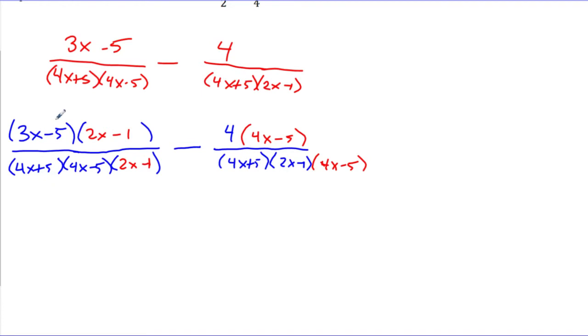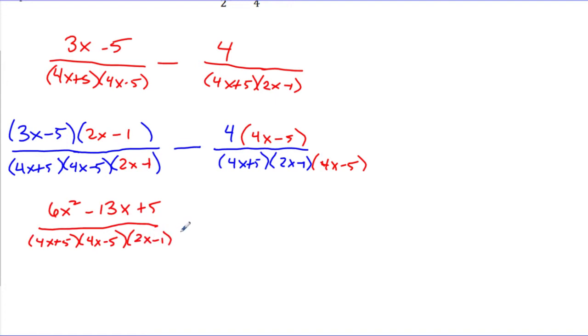The first numerator is a FOIL problem, so this is the same as, again, I'll let you do all the little stuff, 6x squared minus 13x plus 5 over my denominator, which again is just all three terms, which you do not need to, for the purposes of this problem anyway, actually multiply out. Just leave it factored. And my second one's just a distribute. 4 times 4x is 16x, and 4 times negative 5 is negative 20, over, again, this big denominator, which we're just going to leave unmultiplied, 4x plus 5. I'm just going to switch these so it matches. I'm going to turn this into a 4x minus 5. Not necessary, but just to look nice.